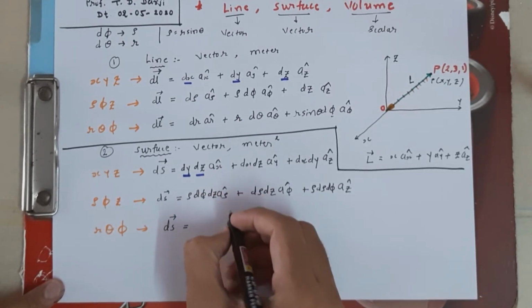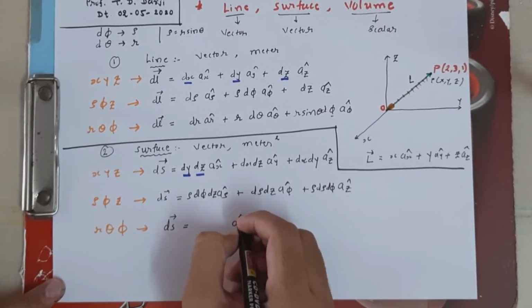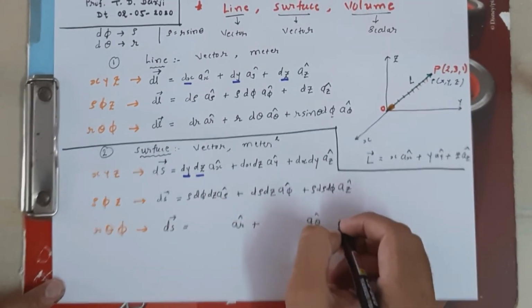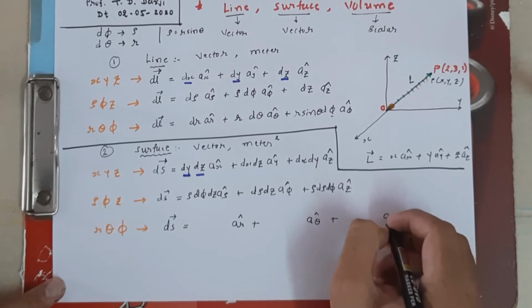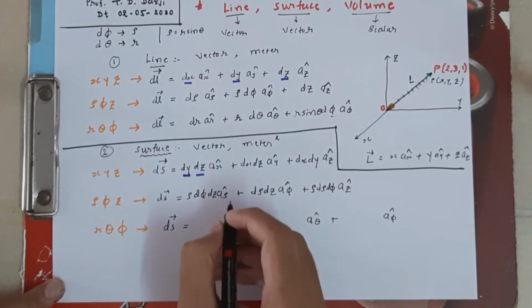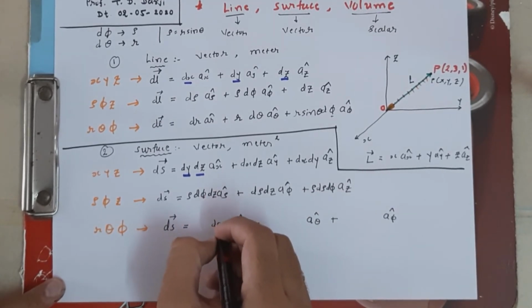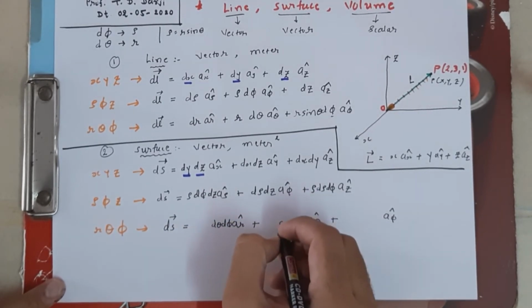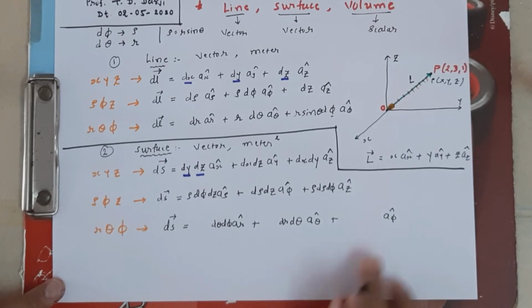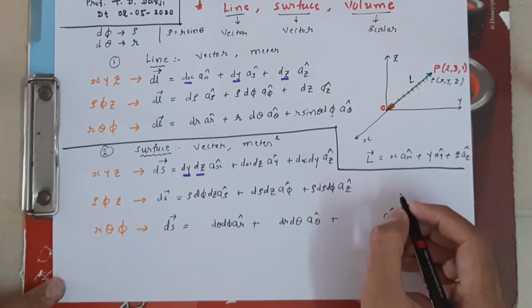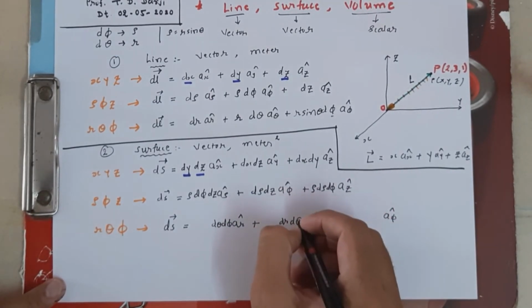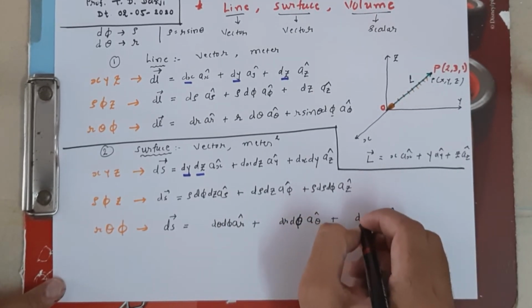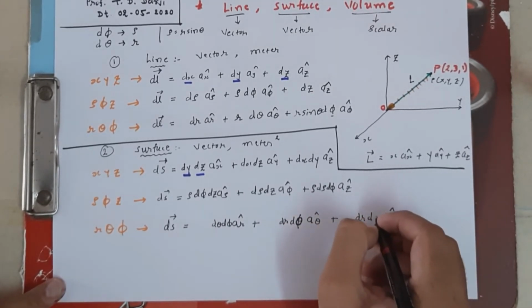Next, the equation for the surface for the spherical coordinate system. I have to write first a r, a theta and a phi. Here it is d theta d phi. Here it is dr d theta. Sorry, here it is dr d phi, and last dr d theta.